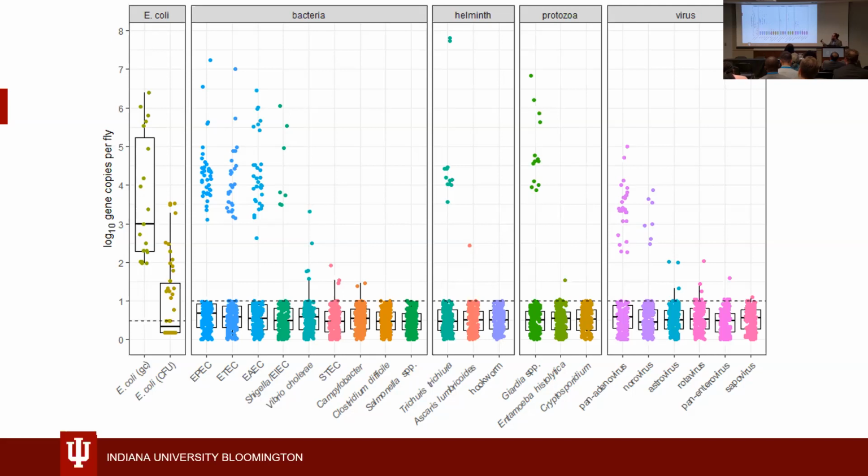So what we'll see there is we have bacterial, helminth, protozoan, and viral targets. We found similar pathogens, where each one of these dots represents an individual fly and the detection in a fly. So we found things like pathogenic E. coli, Shigella, Vibrio cholerae in flies. We found actually about 10% of these flies were positive for Trichuris, which is a soil-transmitted helminth. One fly was positive for Ascaris, quite a bit of Giardia, as well as a range of viral pathogens like adenovirus, norovirus, and astrovirus.